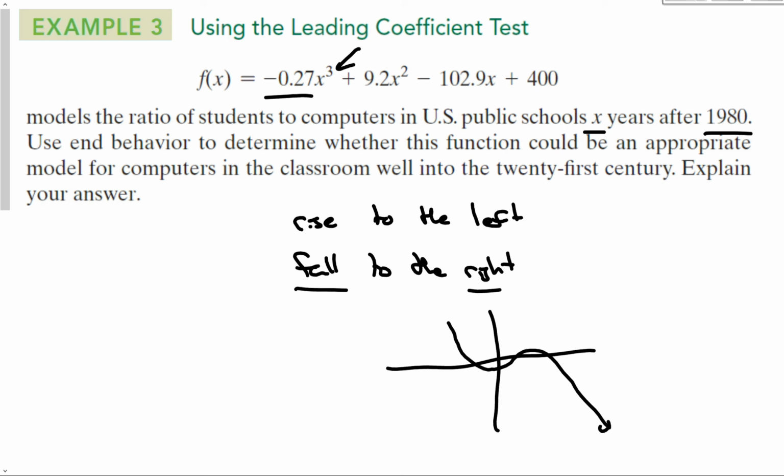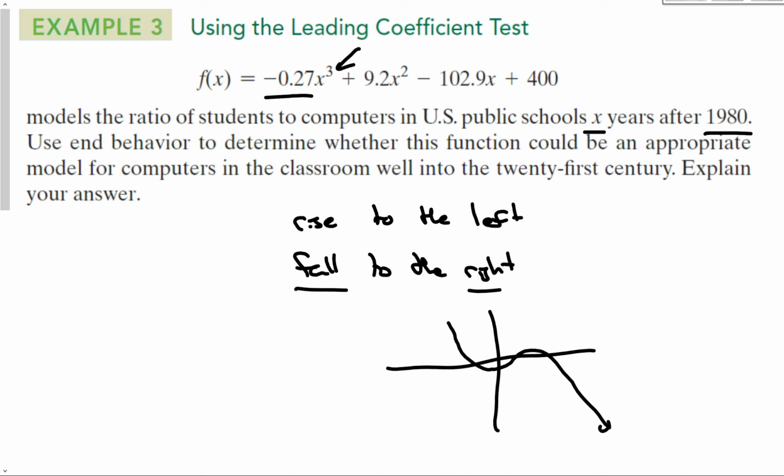Is this an appropriate model for computers in the classroom? Well, let's think about this. Over the last 40 years or so, 30 years, if you really think about it, the number of computers in the classroom has not gone down. It's gone up. I mean, look at just our school, right? Every year, another class of freshmen has gotten a Chromebook. So the number of computers just in our school has been going up in the last 4 years.